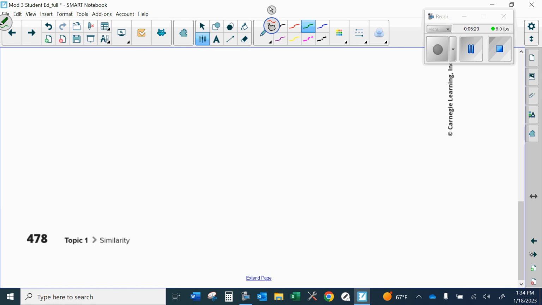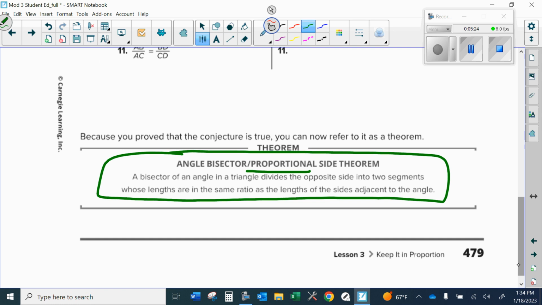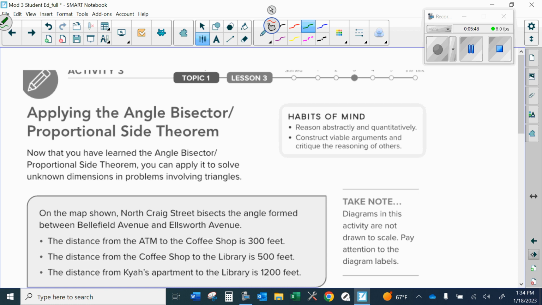Okay, let's go ahead, and we're not going to look at the proof. So here's the actual name. Like I said, most people just call it the angle bisector theorem. They're calling it the angle bisector slash proportional side theorem. A bisector of an angle in a triangle divides the opposite side into two segments whose lengths are in the same ratio. Remember, ratio is a fraction. As the lengths of the sides adjacent to that angle. So it means the same ratio in both triangles as we had done.